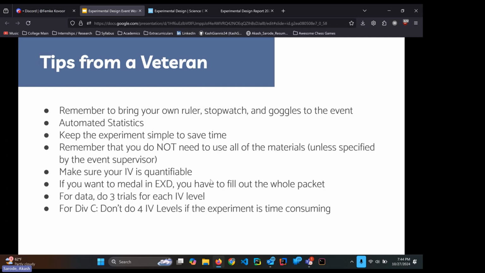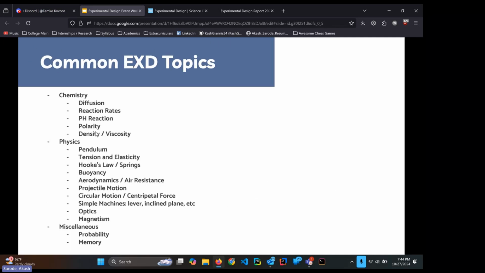Basically, I looked at a lot of previous XD experiments I did. I wrote down what XD topics came up a lot. And something you can notice is that a lot of the experiments I have here are physics related. The reason for that is that at an invitational, it's a lot easier to find and gather materials for a physics experiment compared to a chemistry experiment where you're doing reactions and complex stuff like that.